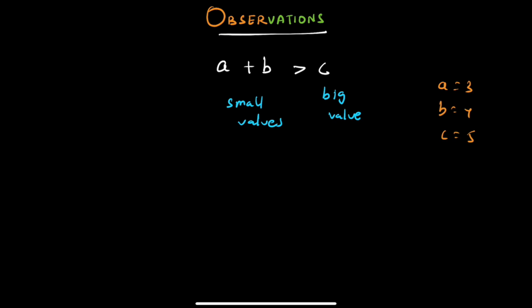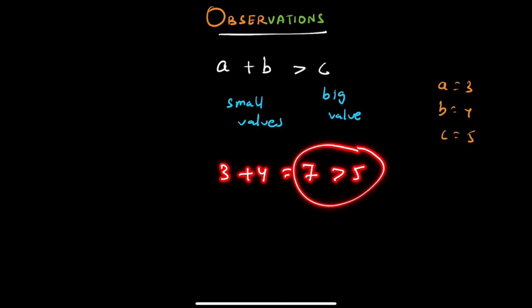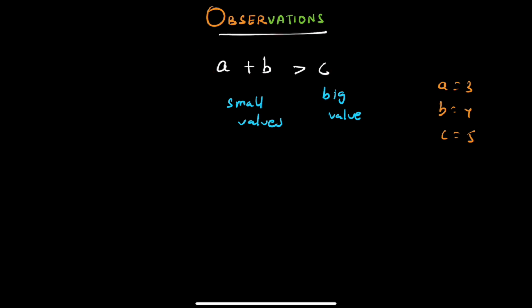Right. So here we can clearly see that C is greater than 3 and 4. Now if we try to substitute these values in the equation, it will be 3 plus 4. 3 plus 4 will be 7. So 7 is greater than 5, right? Where this condition is satisfied. So if you're adding two small values and the summation of those small values is greater than the big value, then this is the condition that we needed.